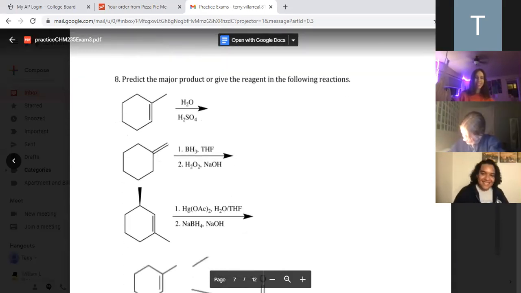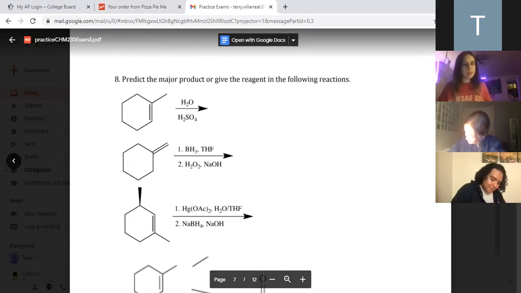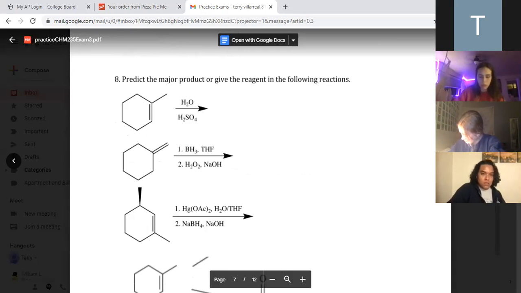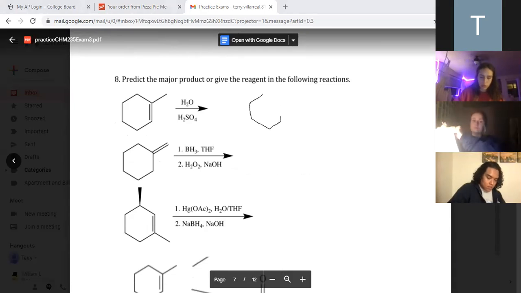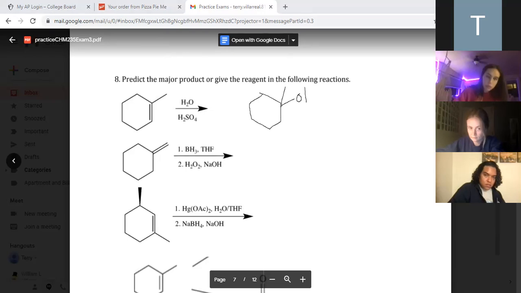Okay. Predict the major products or give the reagent for the following reaction. So I have H2O and H2SO4 with an alkene. So when I have an alkene, should I think elimination or addition when I start with an alkene? You get rid of the double bond. Yep, I'm going to be an addition. So my product here should be this.